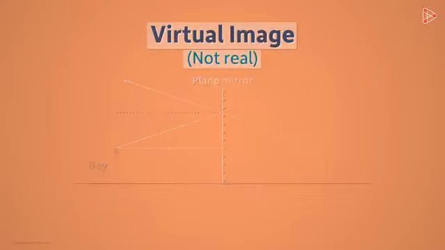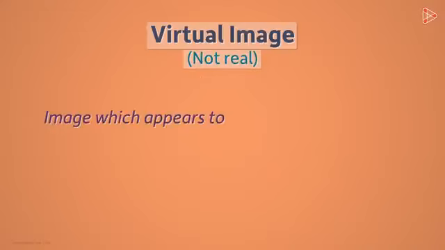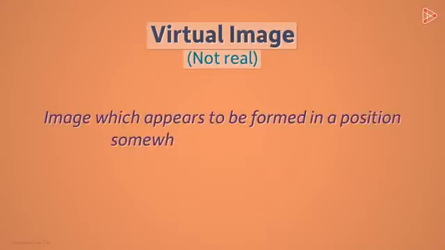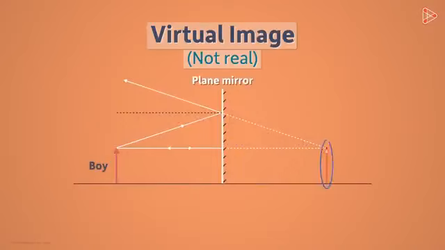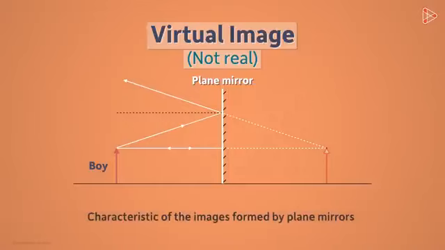You can think of a virtual image as an image which appears to be formed in a position somewhere behind the mirror. But in reality, it isn't there. A virtual image is formed when the light rays diverge after reflection from the mirror. Every plane mirror forms a virtual image. This is the first characteristic of the images formed by plane mirrors. Images formed by plane mirrors are virtual and not real.